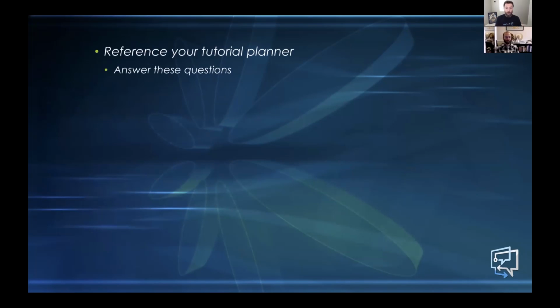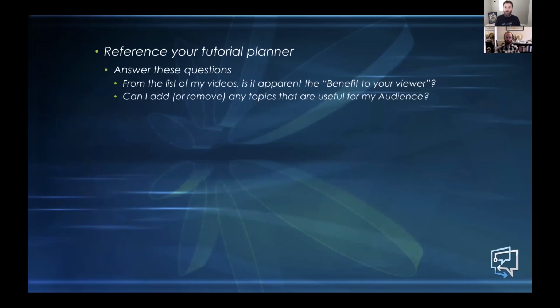So next, after you're done with your outline, reference it with your tutorial planner, and try to ask these questions. From the list of my videos, is the benefit to the viewer apparent? Make sure those benefits are really clear, even in the names you give your videos. The other one is, can I add or remove any topics that are useful or not so useful to my audience? This is the time where you say, okay, I forgot to do this because in my tutorial planner I was really aiming at this, but in my list of videos I actually don't talk about it. So make sure to add it.